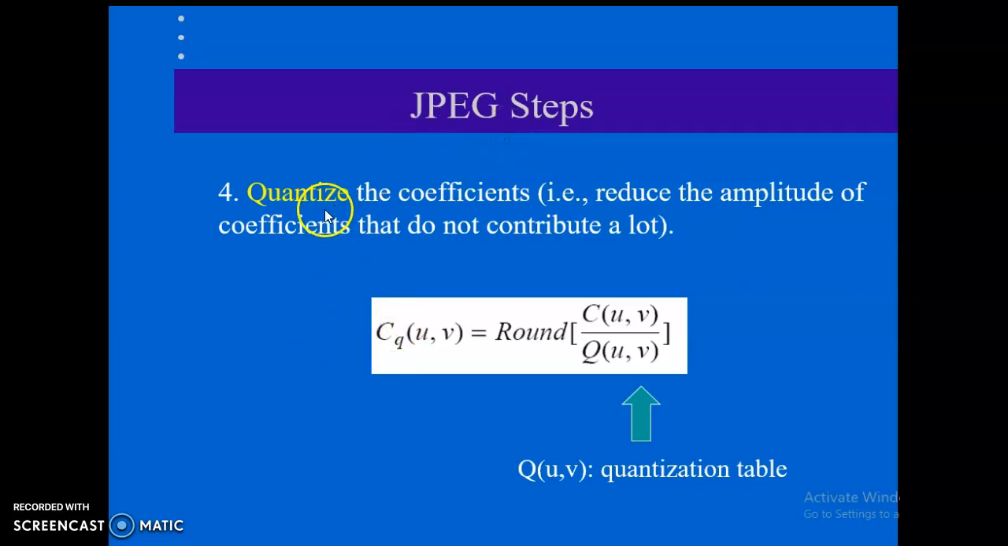JPEG steps. Fourth point, quantize the coefficients, that is, reduce the amplitude of coefficients that do not contribute a lot. CQ of u, v equals round of C of u, v divided by Q of u, v. Q of u, v equals the quantization table.